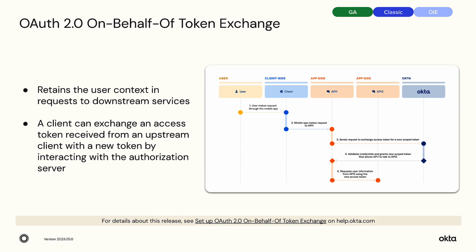OAuth 2.0 On-Behalf-Of Token Exchange. Token Exchange helps retain the user context in requests to downstream services. It provides a protocol approach to support scenarios where a client can exchange an access token received from an upstream client with a new token by interacting with the authorization server.